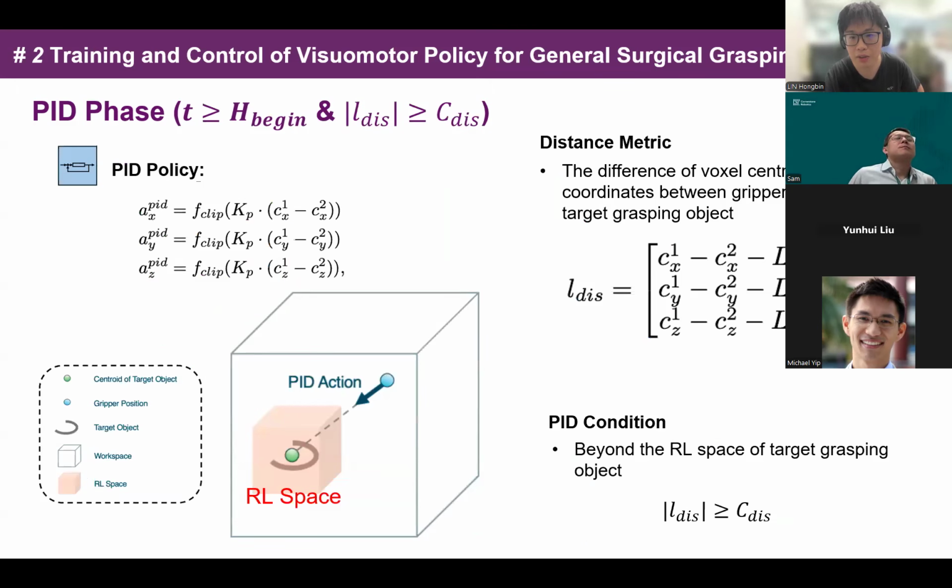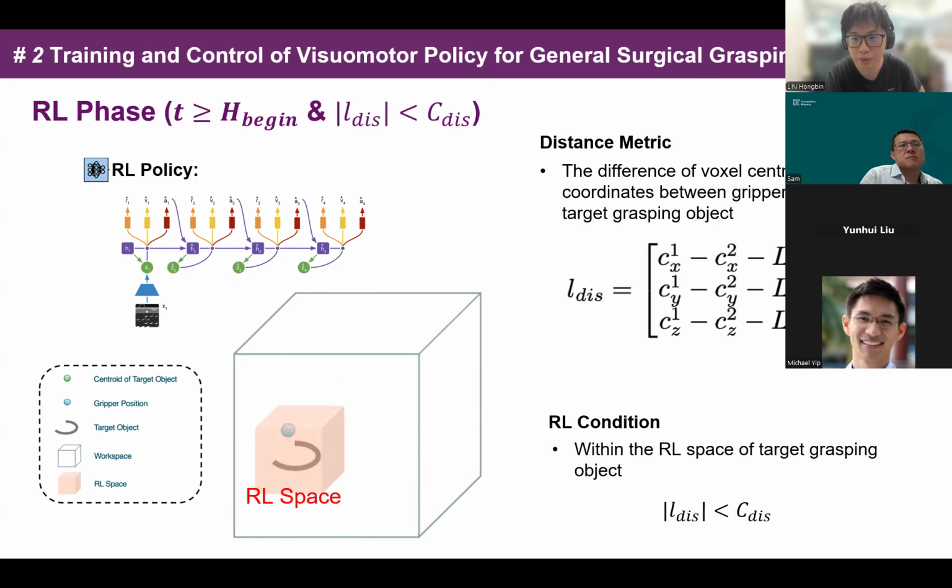So after the beginning step, we define either the PID phase or the learned policy phase. We use the difference of the voxel-centroid coordinate between the gripper and the target object as the distance metric. So when the distance is beyond the predefined threshold, we define it as the PID phase. The PID policy actuates the robot gripper to approach the target object. When the distance is within the predefined threshold, we then use our learned controller to actuate the robot.